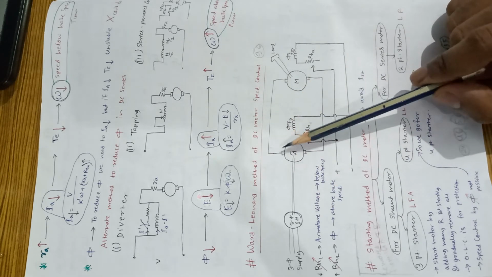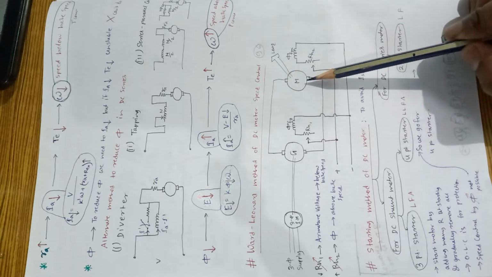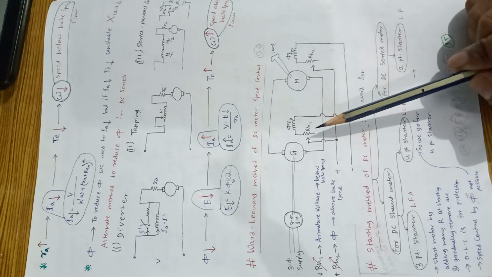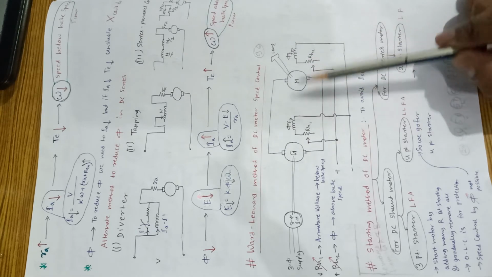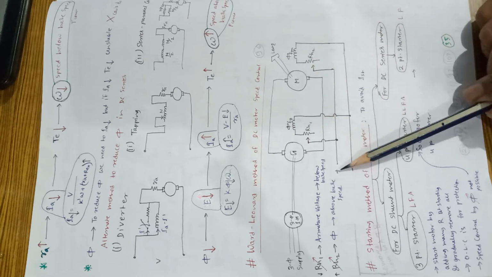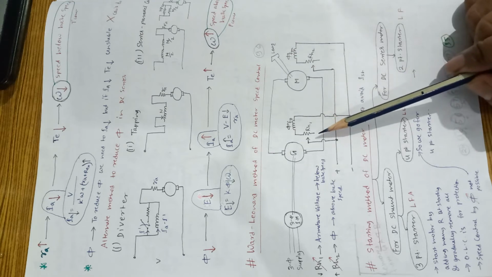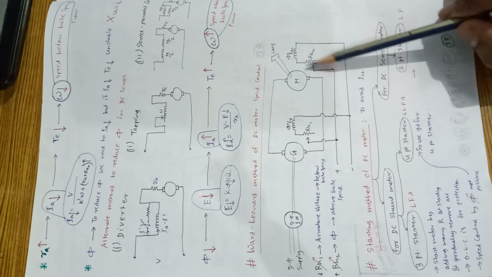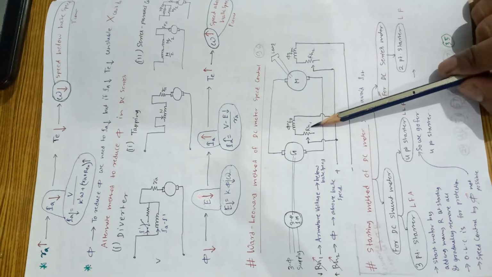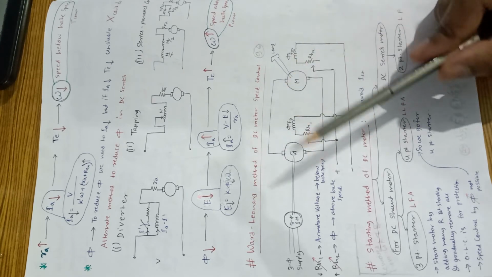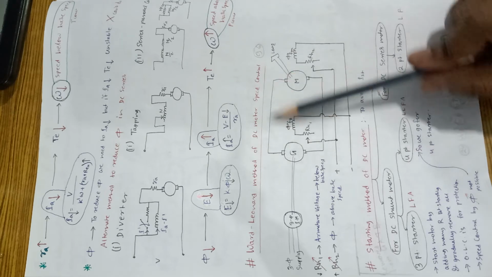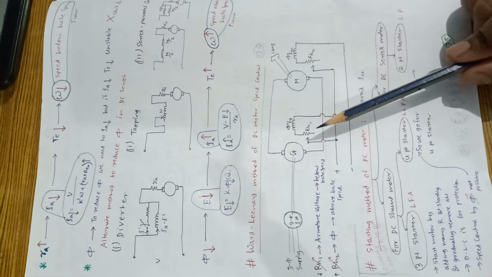And the output of the generator is connected to the input of the motor. The field winding of both the motor and the generator is connected to a single supply with variable resistances, that is RH1 and RH2. Now when we see this setup, we can easily understand the working.